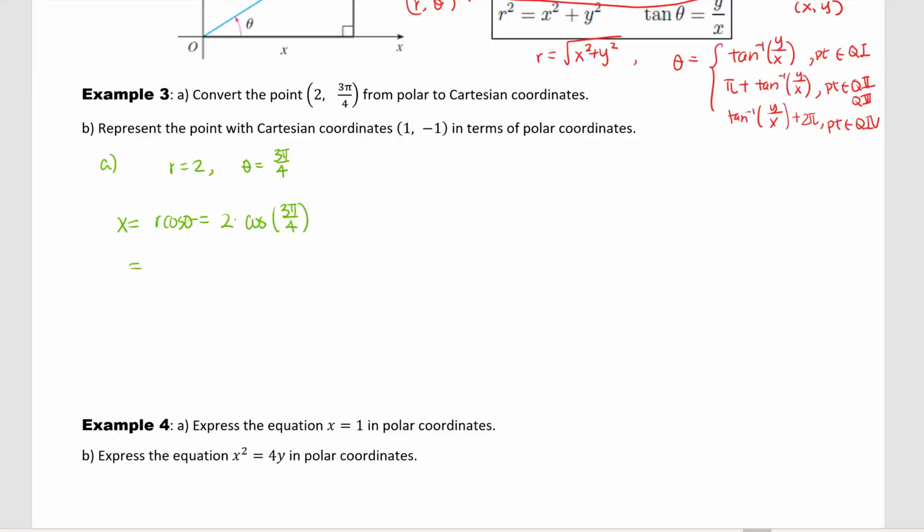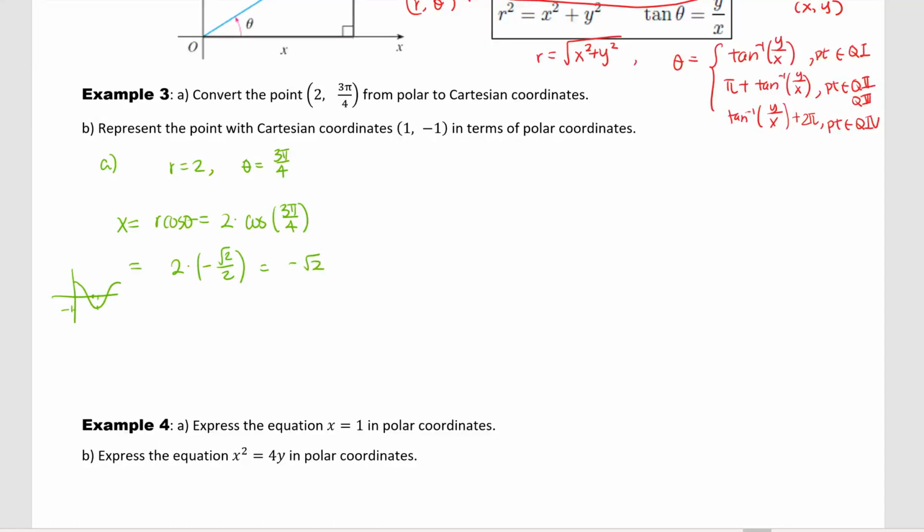Are you familiar with the angle value? What does cosine look like? Like that, right? And 3 pi over 4 is right here. So that is the negative of cosine of pi over 4, which is root 2 over 2. So it's negative root 2 over 2. That's why we get negative root 2 for x.